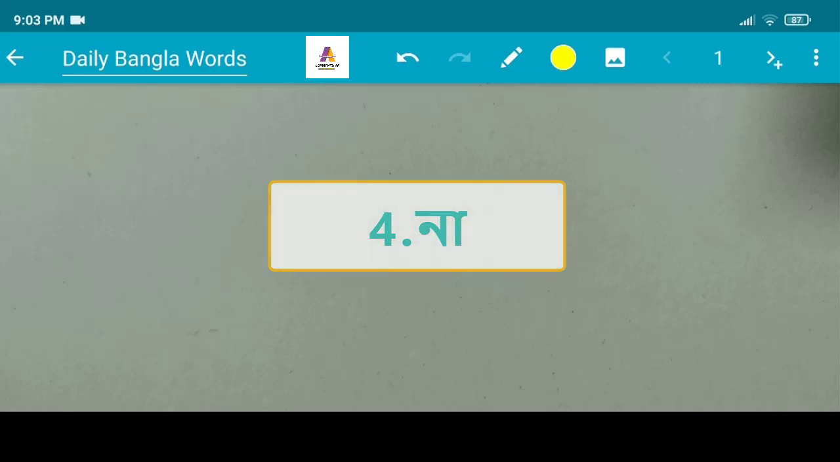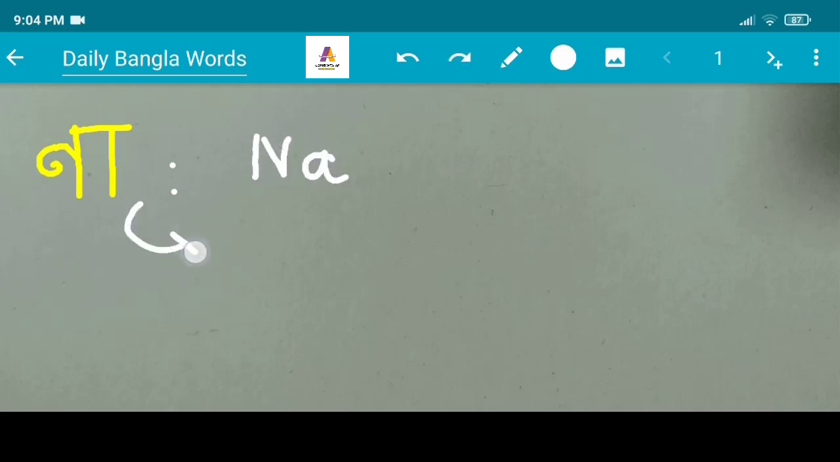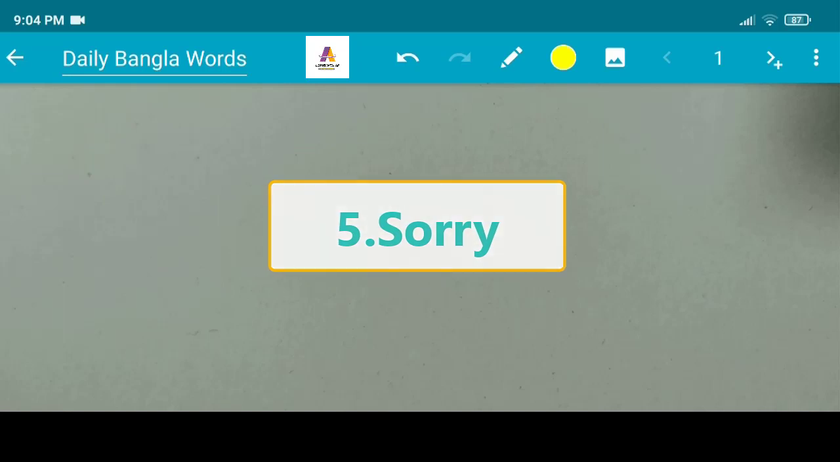Na. It means negative meaning, or it means no or not. Alright, let's move to another word, which is also a very common word.